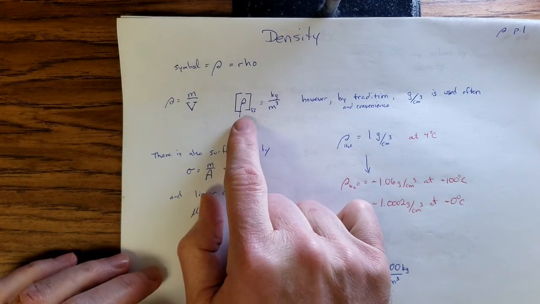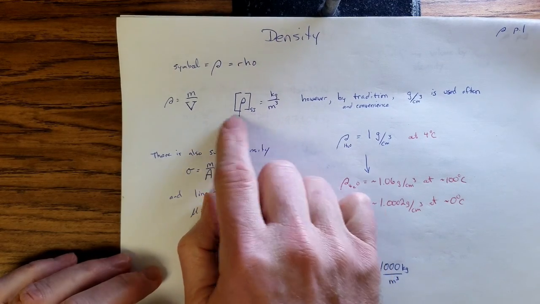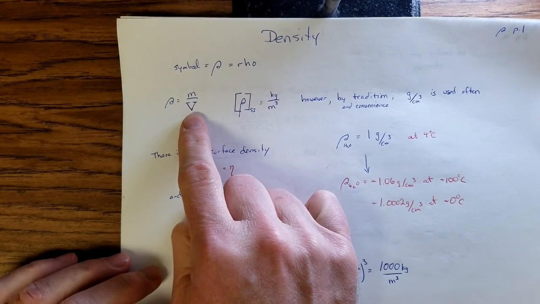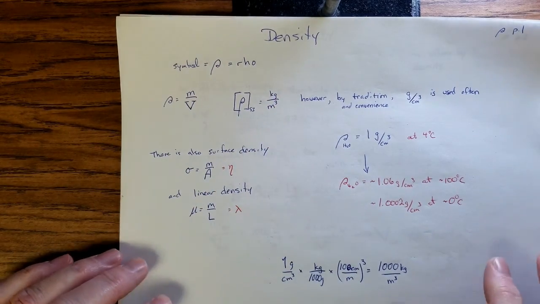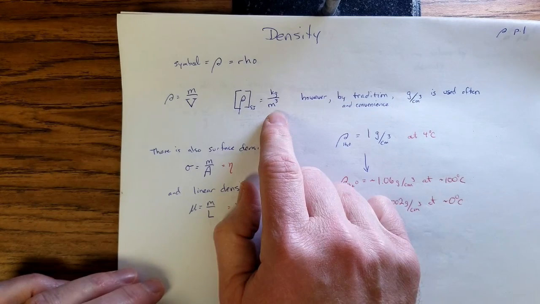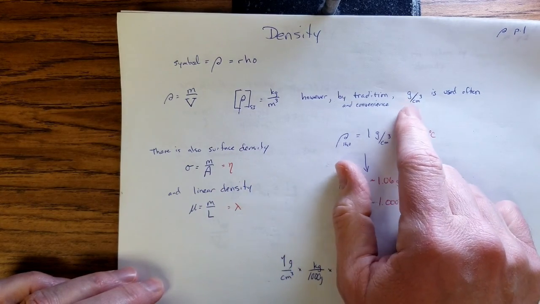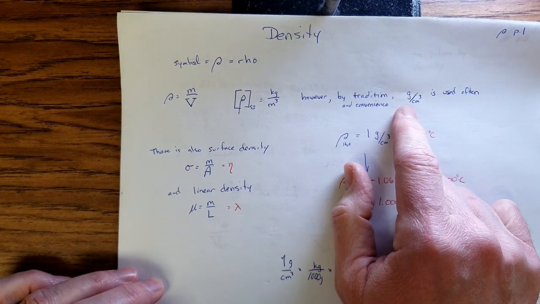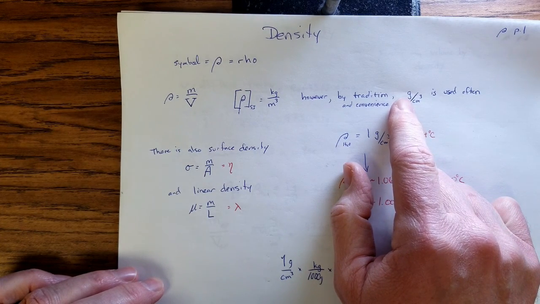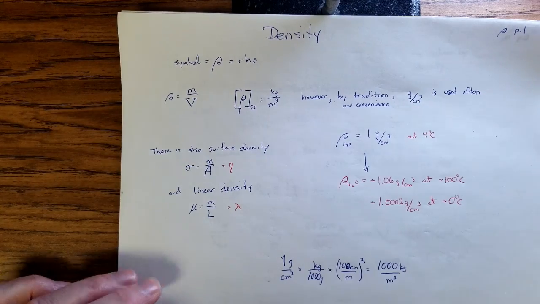Now the SI units of density are the SI units of mass over the SI units of volume, which would be kilograms per cubic meter. However, because the international standard has not been around forever, before, the standard was grams and centimeters, otherwise known as the CGS system, and so you'll often find a lot of grams per cubic centimeter in various textbooks and websites.